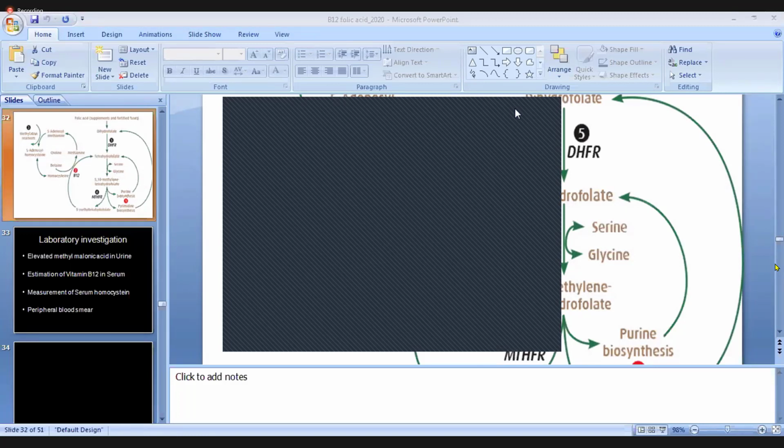So vitamin B12, being a water soluble vitamin, is stored in the liver for certain minutes.